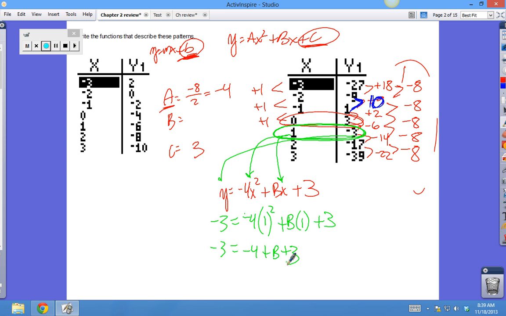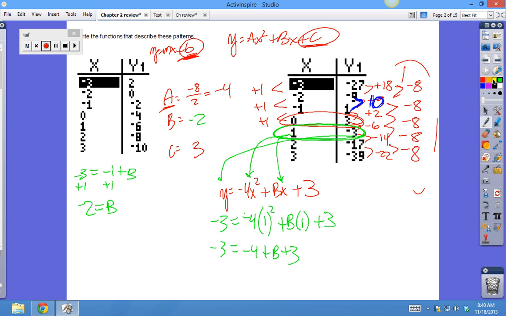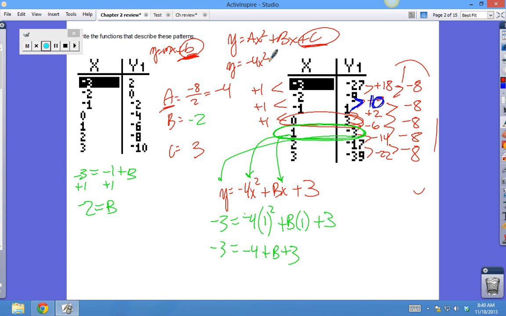And then do the arithmetic, and you should have negative 3 equals negative 4 plus b plus 3. And now I'm going to scoot over here. Negative 3 equals negative 1 plus b. So minus 1 plus 1 plus 1. So b equals negative 2. And if you know the value of a, the value of b, the value of c, you are done. Your model, your function is going to be y equals negative 4x squared minus 2x plus 3.